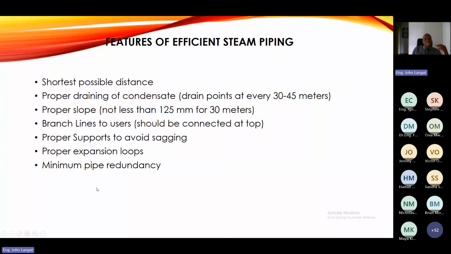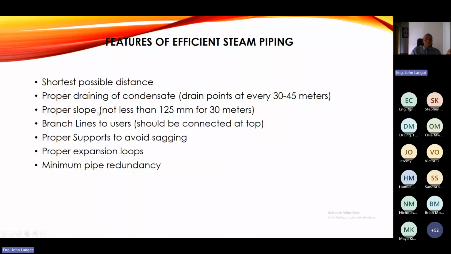Yeah. So what are the features of efficient steam piping? Shortest possible distance. Of course, you cannot transmit steam 100 meters away, but if need be, depending on the size of the plant, take it at high pressure, then pressure reduce it, then distribute it. Then proper draining of condensate. You need drain points at every 30 to 40 meters. Then proper slope of the condensate line.